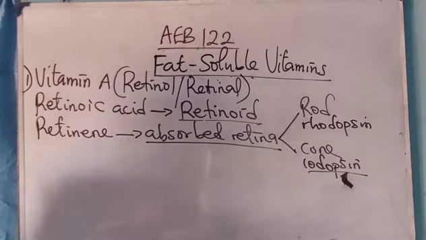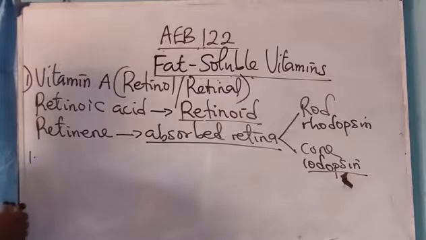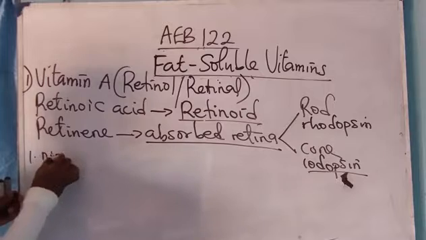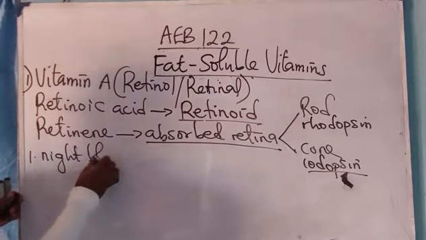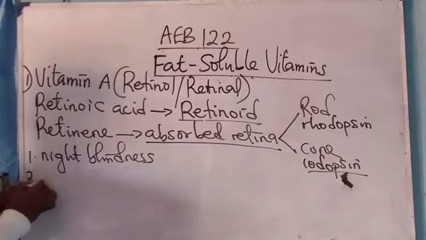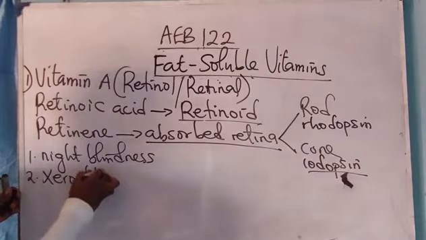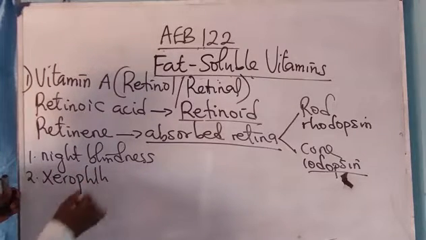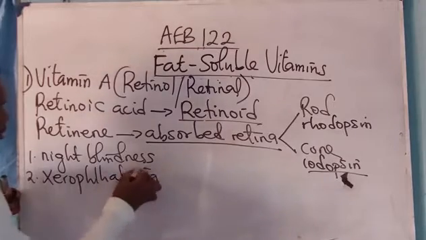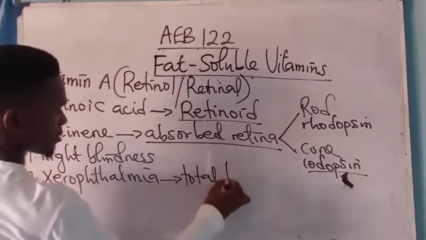When vitamin A is not there, what are the deficiency symptoms? One, it can result in night blindness. Number two, there is what is called xerophthalmia, which is total darkness.